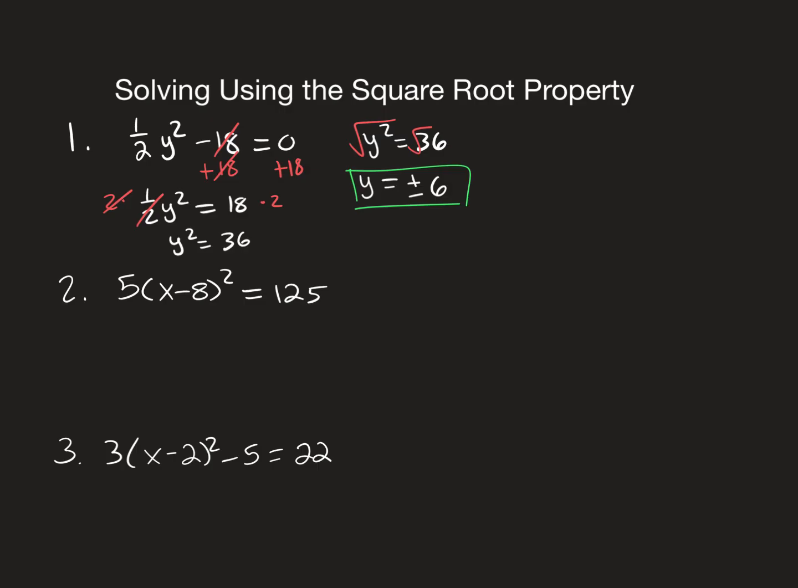Number 2, the square is not isolated because there is something in front of the parentheses. So we need to undo that. They're multiplying by 5, so we will divide by 5. And when we do that, these will undo. We'll be left with x minus 8 squared equals 25. All right, pause the video here and try to find what x equals.